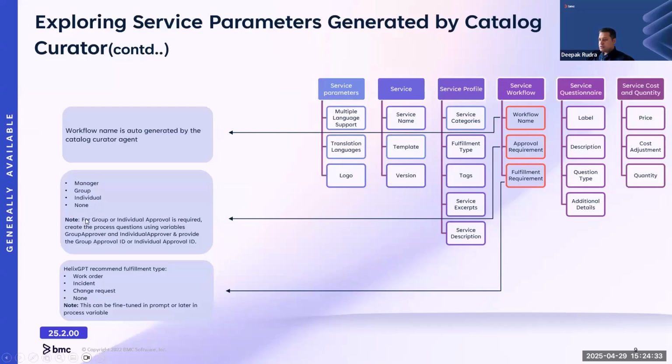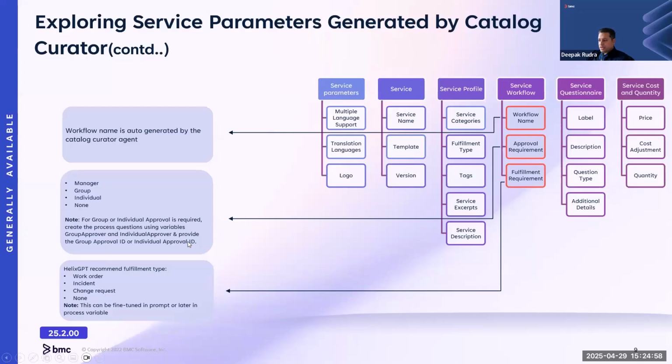In this release, because of limitation on time, we were not able to do one enhancement that we already have in the IT content pack. For group and individual approvals, you have fields, process fields, process questions, where you can put the login ID of the ad hoc approver, or the support group ID of the group approver.